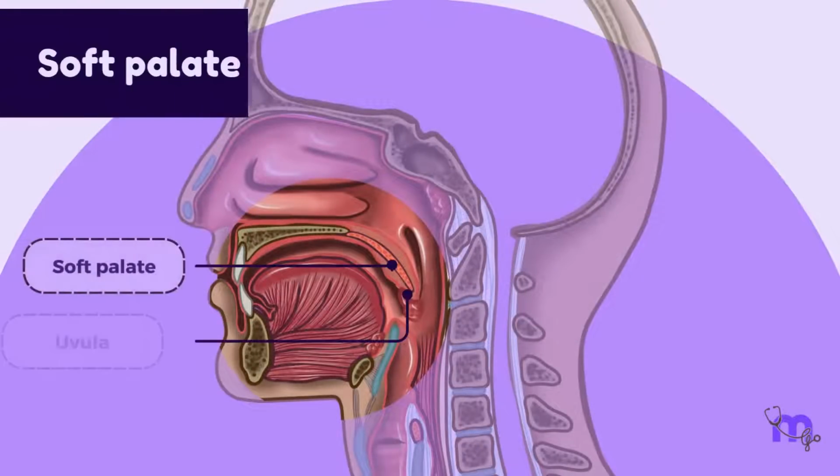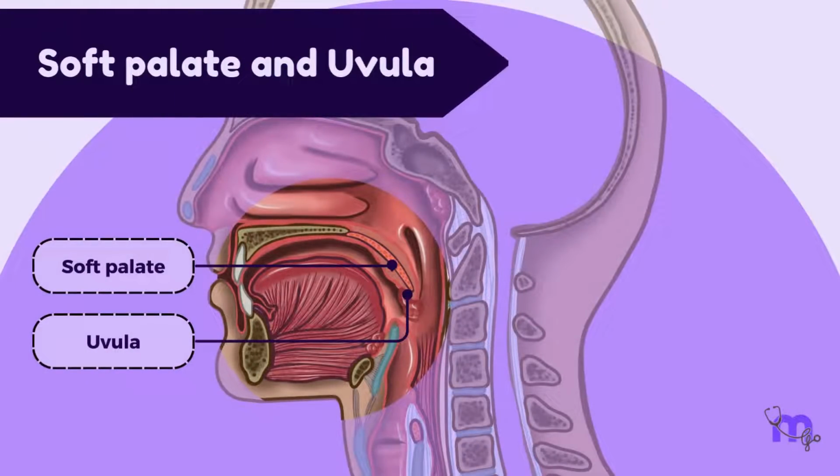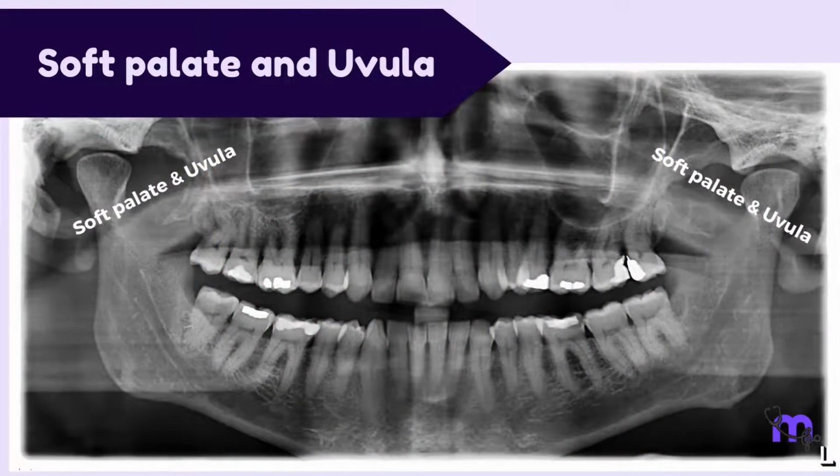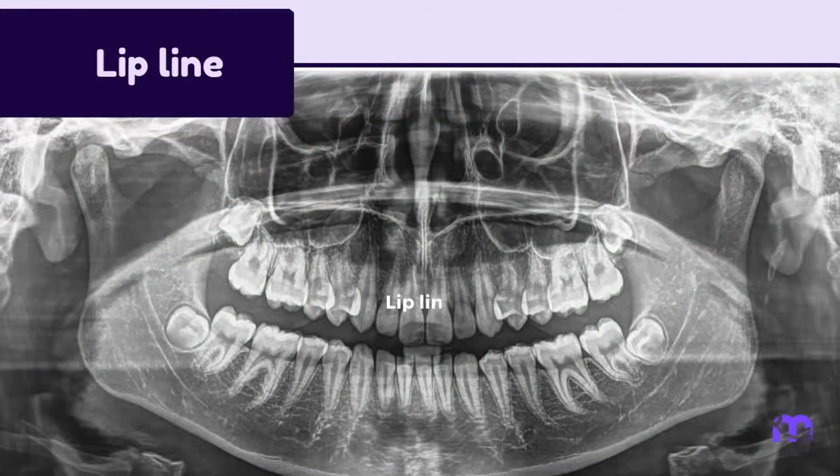Next is the soft palate and uvula. These form a muscular curtain separating the oral cavity from the nasal cavity. Radiographically, they appear as a diagonal radio-opacity projecting posteriorly and inferiorly from the maxillary tuberosity region. Lip line appears in the anterior teeth region on the OPG. Areas of the teeth covered by the lips appear radio-opaque.